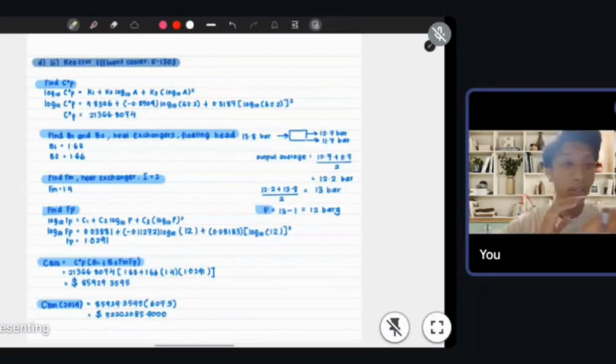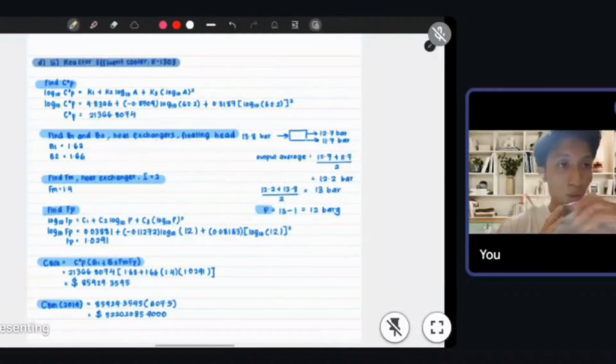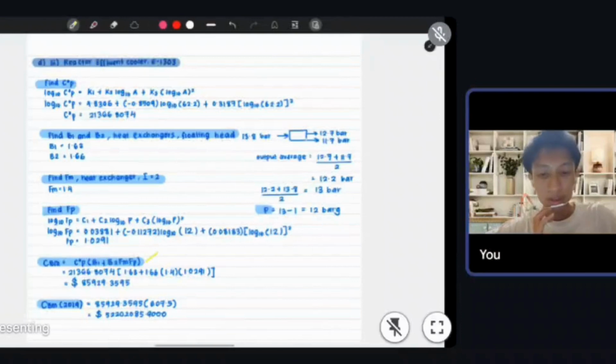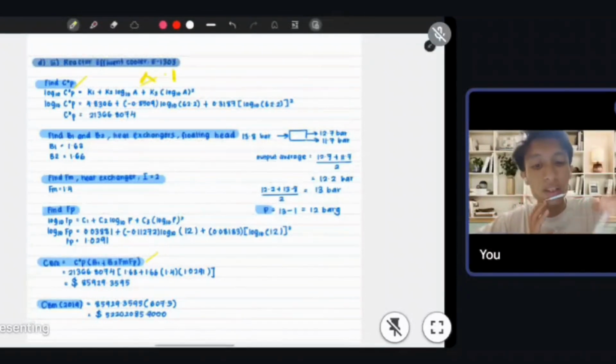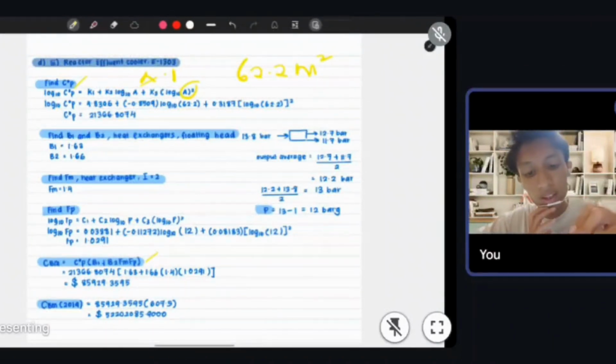Next, I will explain about question D number 3, a reactor influent cooler, E1303. Same as the previous question, we use the formula CBM equals CP0 times B1 plus B2 FM FP. So find the CP0 first. K1, K2, and K3 we can get from table A1. The A value is given as 62.2 meter squared. So substitute into the formula and we get the answer.